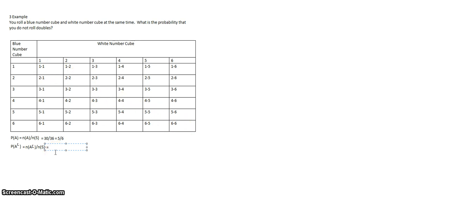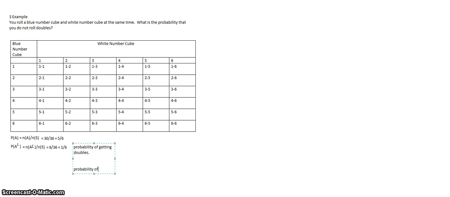And so 6 would be my number divided by the entire set. So once again, I have 36 numbers in the entire set. If I were to simplify that, I would get 1 over 6. Now, that is the probability of getting doubles. But I want to know the probability of not getting doubles.